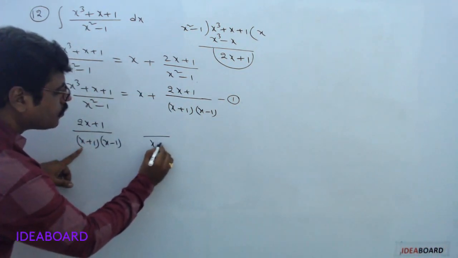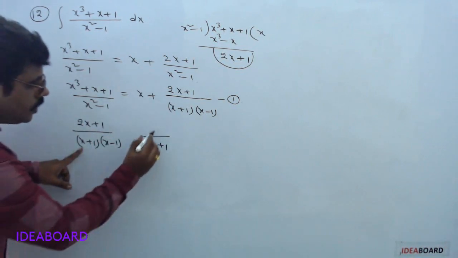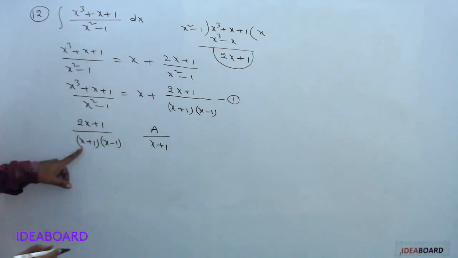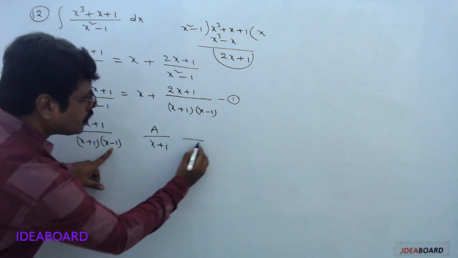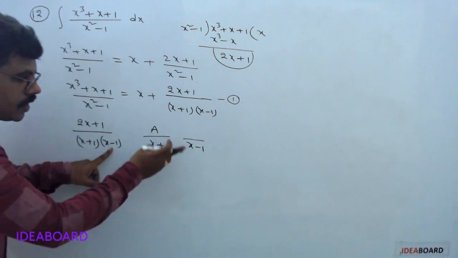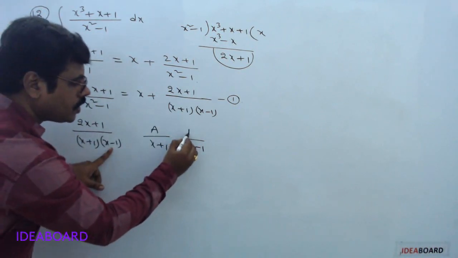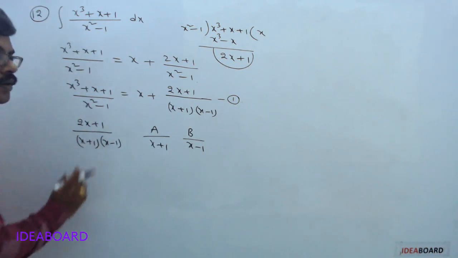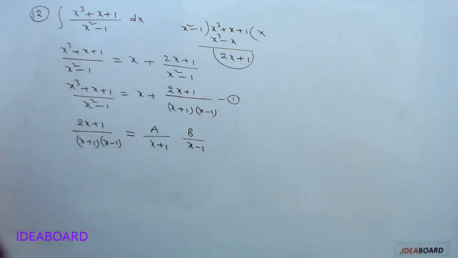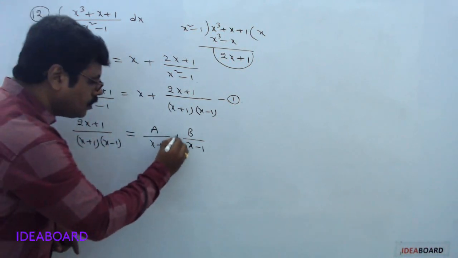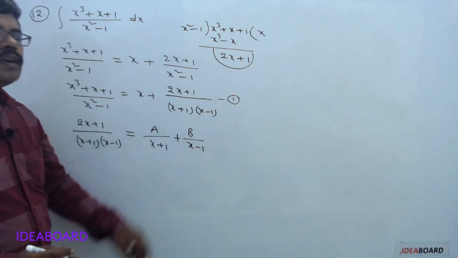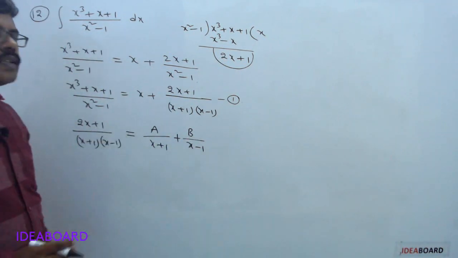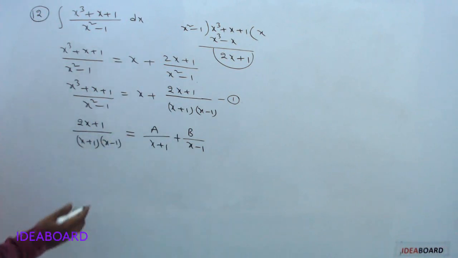Corresponding to every non-repeated linear factor, there exists a constant in its numerator. Take that constant as a. Corresponding to this non-repeated linear factor, there exists a constant in its numerator. Take that constant as b. So 2x plus 1 divided by (x plus 1) into (x minus 1) can be taken as a divided by (x plus 1) plus b divided by (x minus 1). Now let us find the values of a and b. Take the LCM.